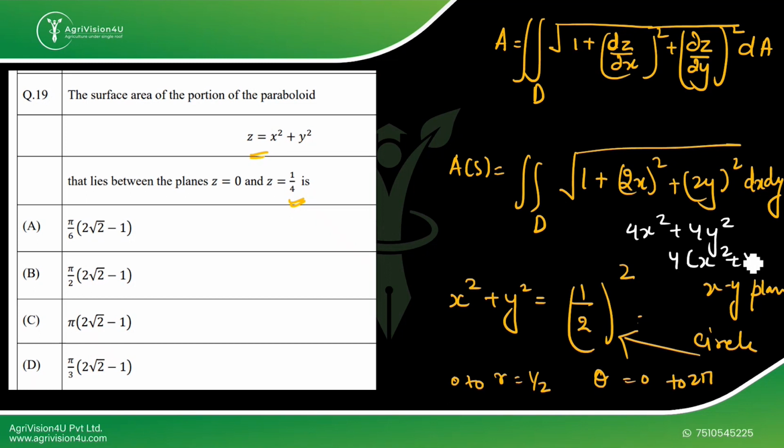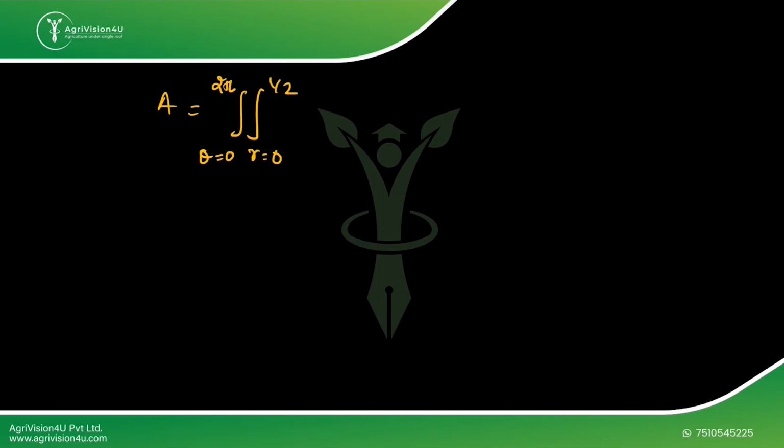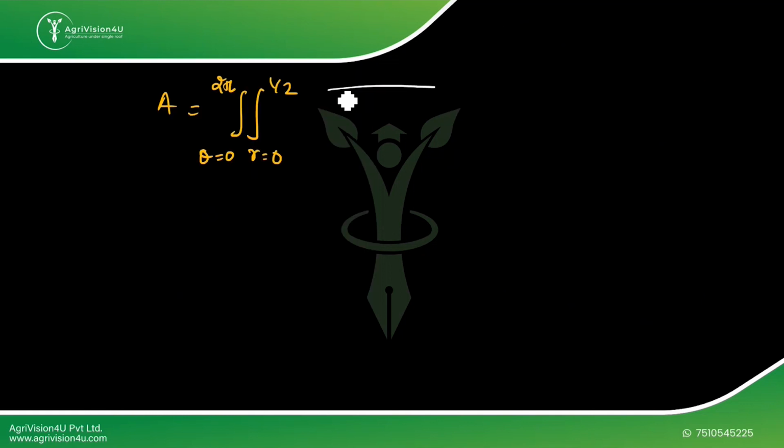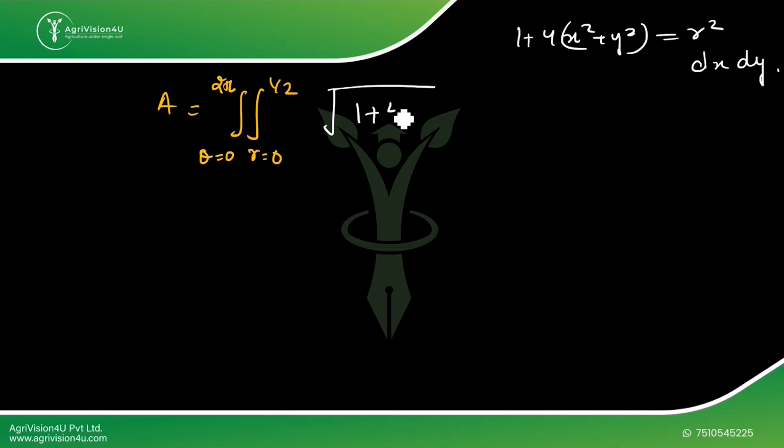It will be x square plus y square, right? And x square plus y square is already given, z will be r square. You can write z as r square. So what you can do here is write under root 1 plus 4 times x square plus y square. I'm just writing x square plus y square as r square. Similarly, dx dy will also change, right? So here you can write 4r square, and dx dy will be r dr d theta, right?